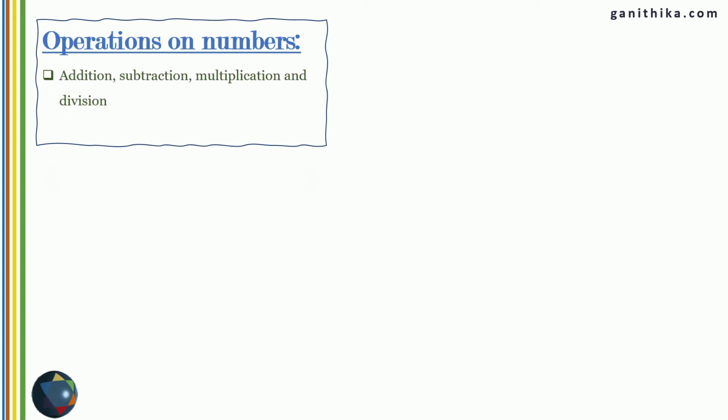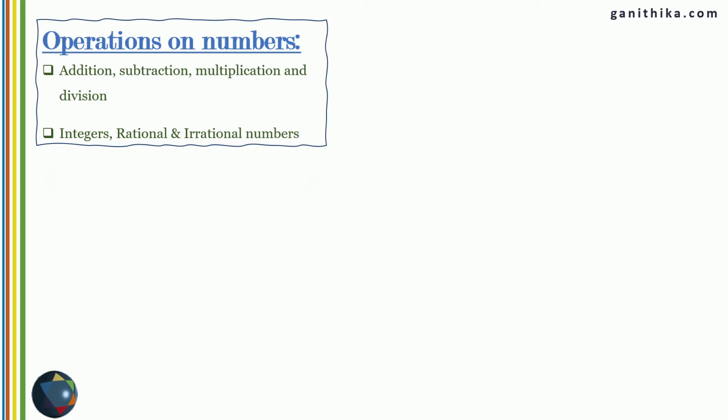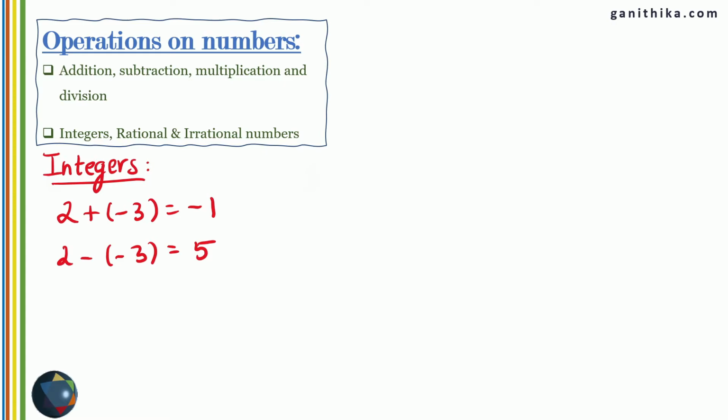Proceeding further, the next thing that you need to know is operation on numbers, which is going to be very easy for you: addition, subtraction, multiplication and division on integers, rational numbers and irrational numbers. First of all, let's have a quick look on integers. Integers, since they have both positive and negative, there might be slight problem with adding or subtracting positive negative numbers in most of us. So 2 plus negative 3 is negative 1. 2 minus negative 3 is negative 5. 2 times negative 3 is negative 6. These are just examples I'm giving you.